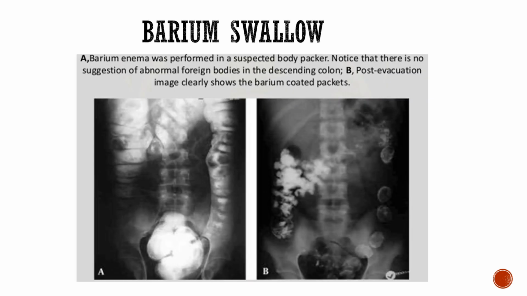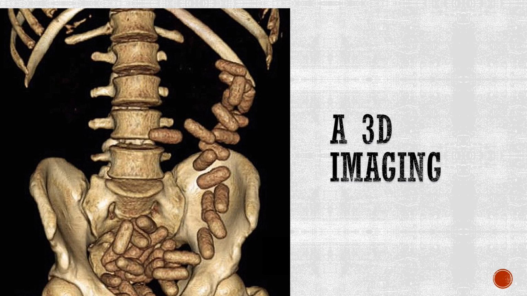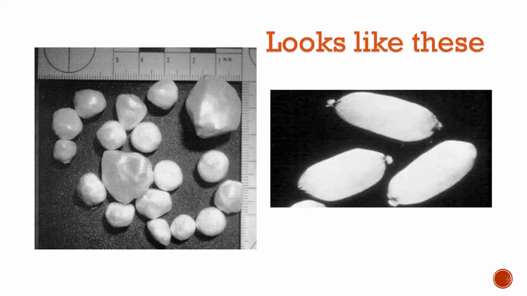Now this is a barium swallow. You can see in the first image the descending colon does not show any abnormal foreign bodies. But in this image, after evacuation, there are barium coated packets in the descending colon. Now this is a 3D image which shows clearly these drug-filled packs. And these are the different variants of drug-filled condoms and plastic packages.